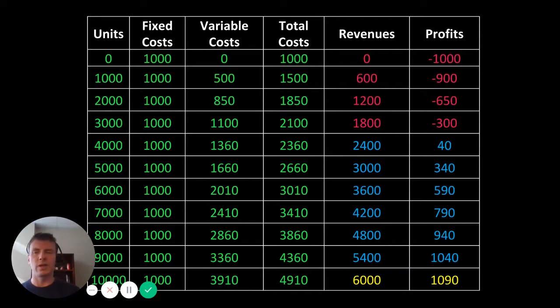So when we produce 10,000 units, we make revenues of 10,000 times 60 cents, or $6,000. Our total costs are $4,910, leaving us a profit of $1,090. So that is the most profit we can make, given that we can produce between 0 and 10,000 units.